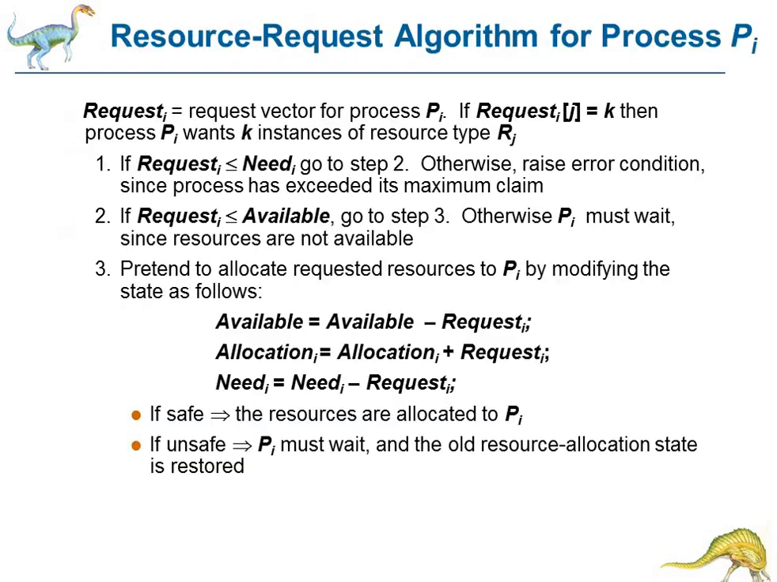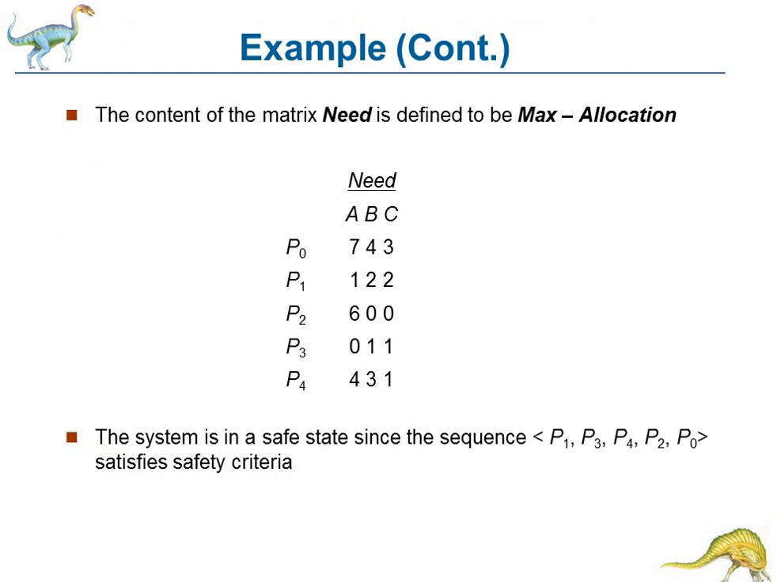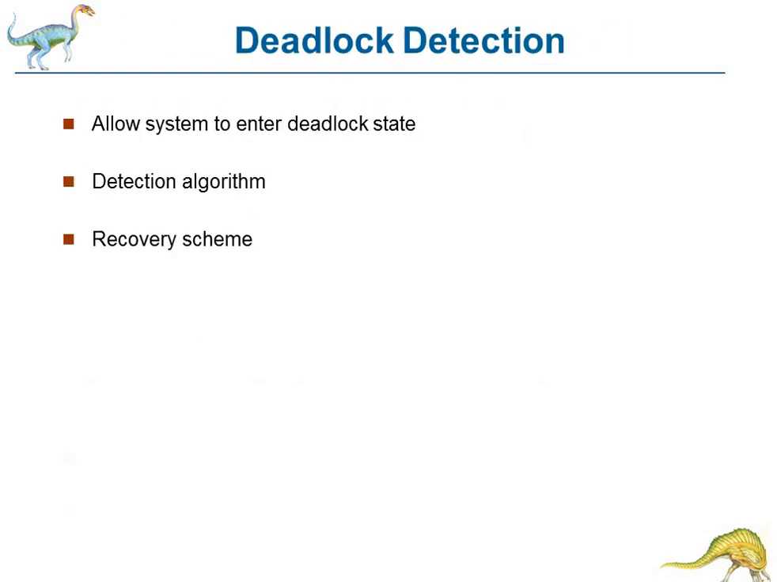So check the system condition: request less than or equal to need, and request less than or equal to available. If this condition is satisfied, then your system is safe and deadlock is avoided. This is an example of Banker's algorithm. Work it out; you can do it easily.